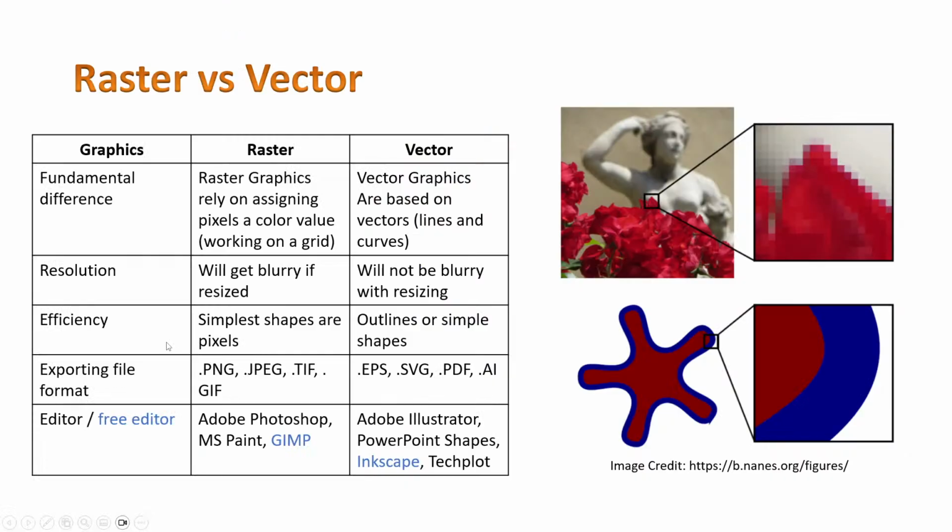So the simplest shapes here are pixels, and this one here is the outline. So this would be the lightweight version. The file size for this one would generally be smaller than this one.